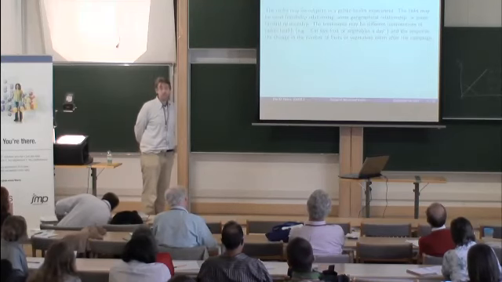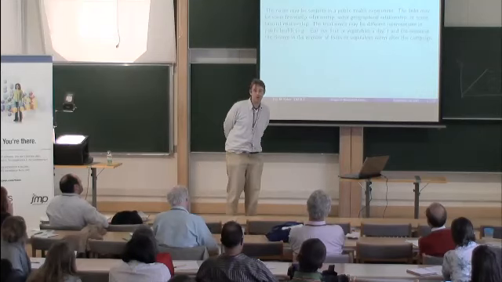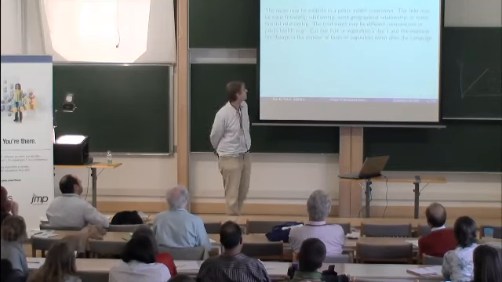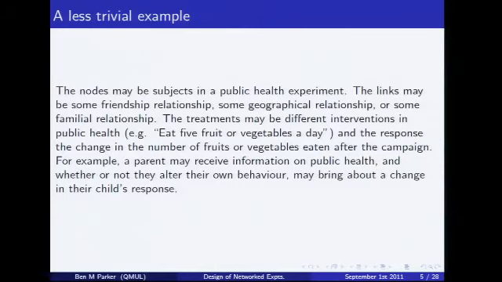So the response could be the change in fruits and vegetables eaten after the experiment, or it could be some measure of heartbeat, or whatever it happens to be. For example, a parent might receive some information on public health and pass it on to their child. My mother tells me never to smoke. She smokes 20 a day, but she's read the literature, she just doesn't want to do it for herself.